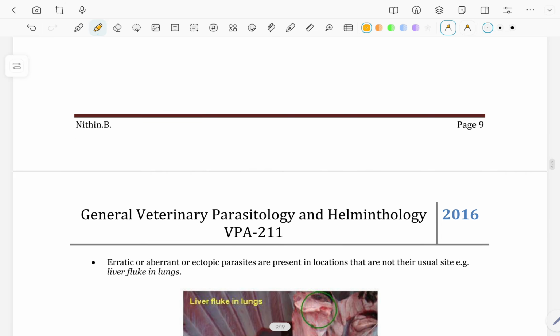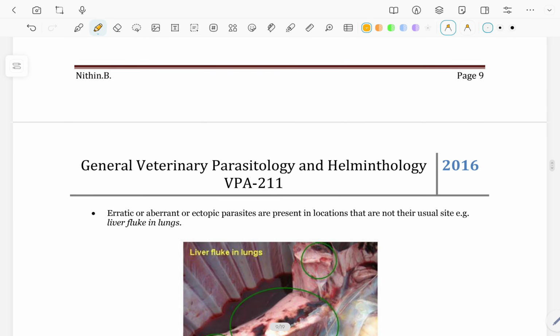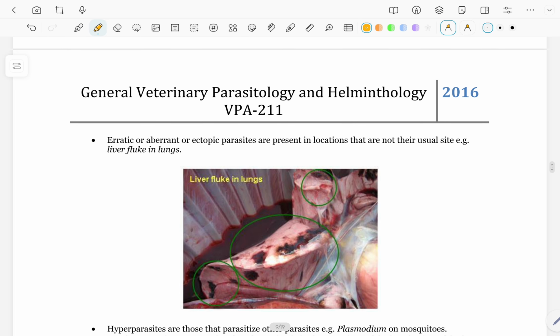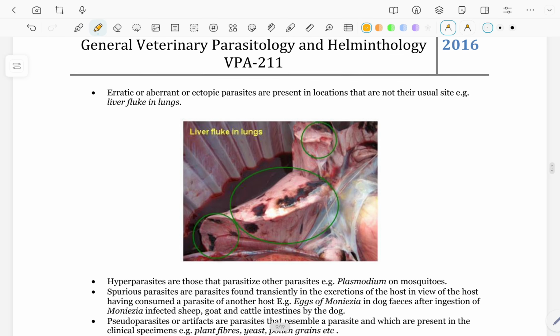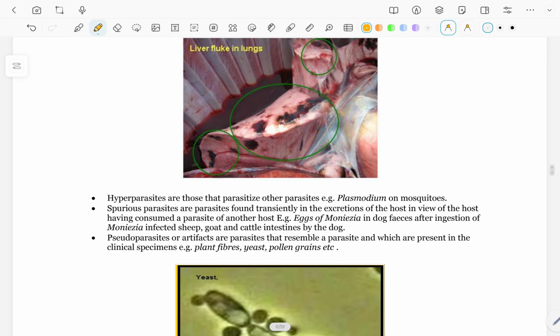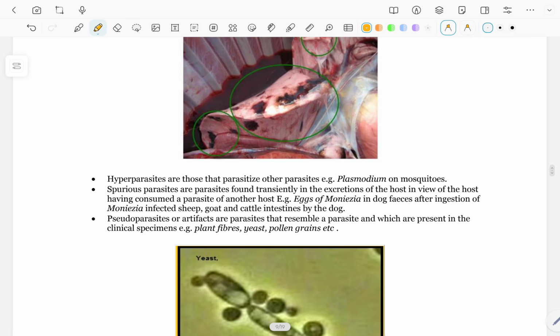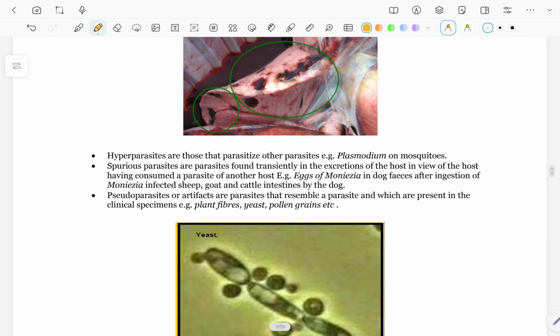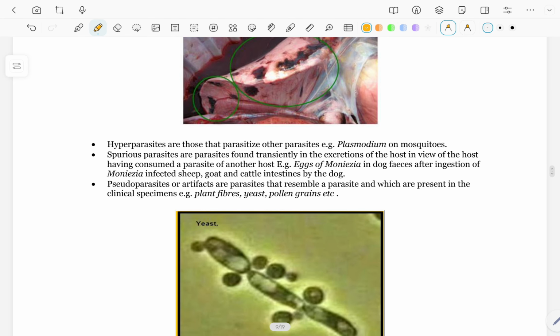Erratic or aberrant or ectopic parasites are present in locations that are not their usual site. Example: liver fluke in the lungs of a human. Hyperparasites are those that parasitize other parasites. Example: Plasmodium in mosquitoes.